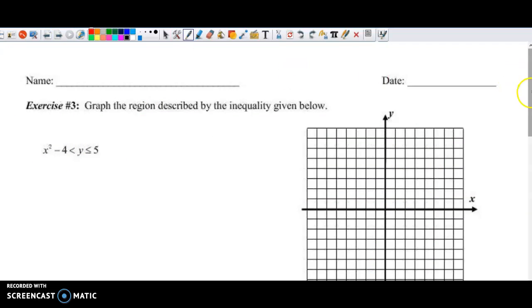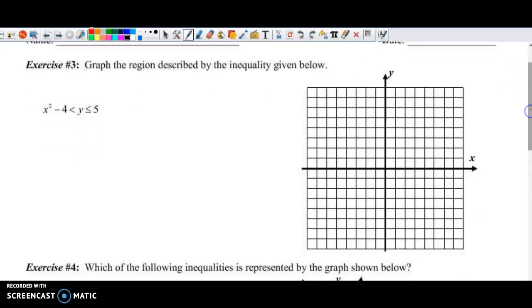So here's another one, but this one's a little bit trickier because they just wrote it as one statement. So just a reminder, this is the same thing as y is greater than x squared minus 4. So I'm just looking at, maybe I'll highlight it for you. That's just this left piece. And I flipped it around because it's read as this thing is less than y, so y is greater than. And then the other equation is just y is less than or equal to 5.